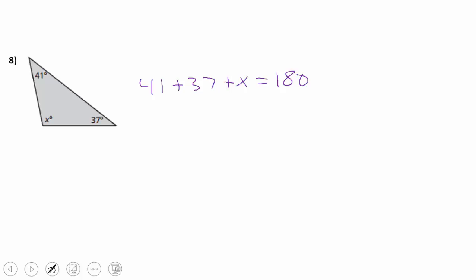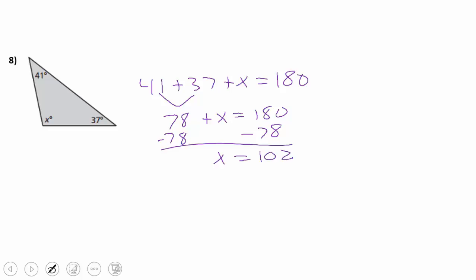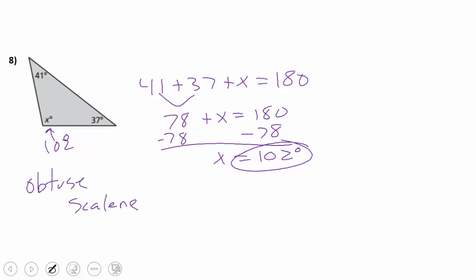Well, we don't know yet, because we don't know what all of the angles are. That x might be more than 90, so let's finish this up. Simplifying by adding those two together, we get 78 plus x equals 180. Subtracting 78 from both sides, x is now equal to 102. So if x is 102, then we know that this is an obtuse scalene. Just a review from yesterday. Obtuse scalene triangle. So there you go.